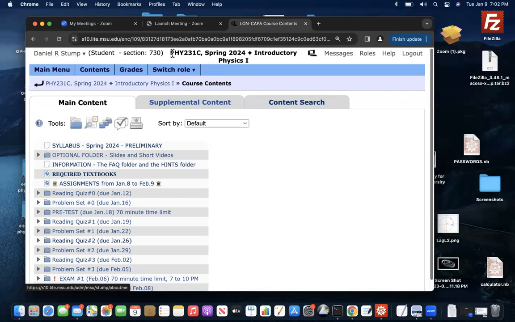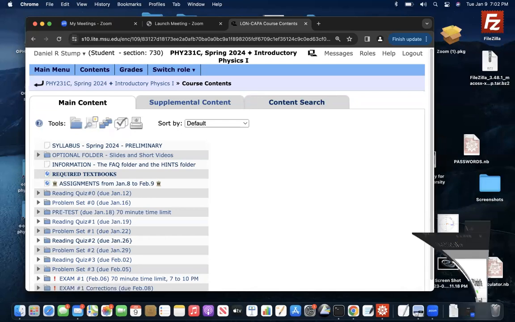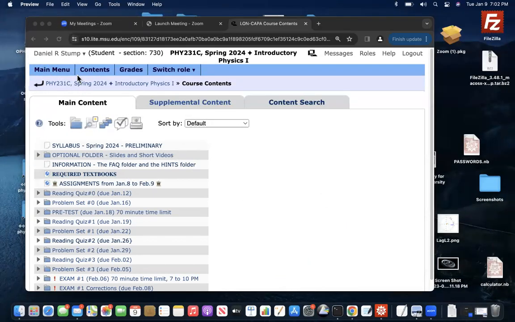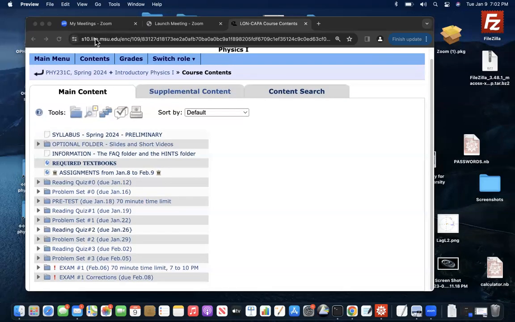All right, so you can log on to Lon Kappa, lonkappa.msu.edu. And if you're enrolled in the course, then you can click on the course that you're enrolled in, in this case, Physics 231C. And this is what you'll see. There's a syllabus, there's some folders, there's some information. Then there are the assignments. So let's take a look at the syllabus.